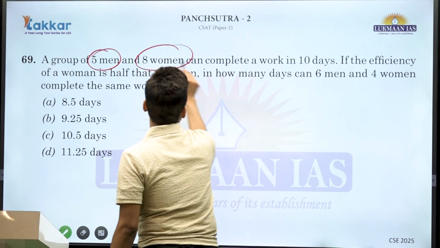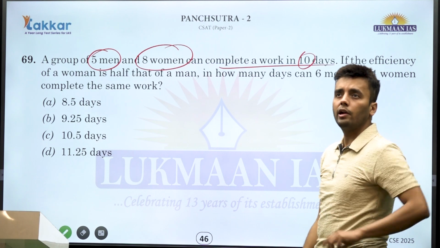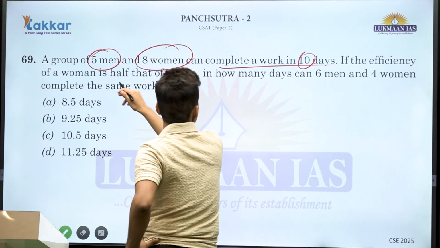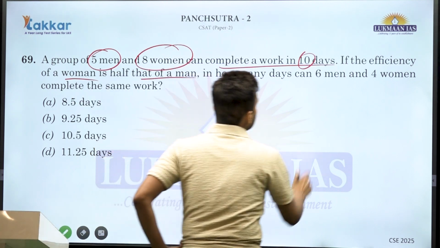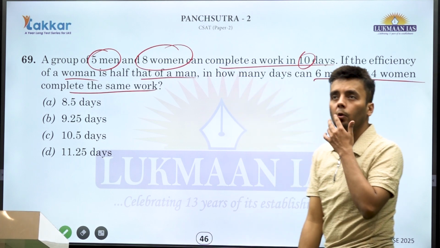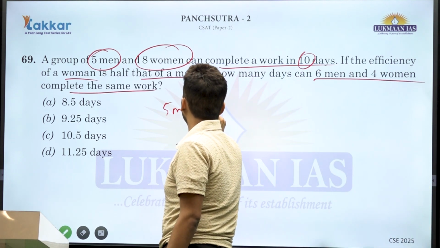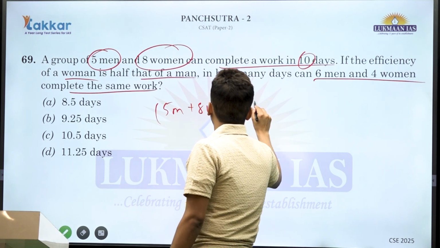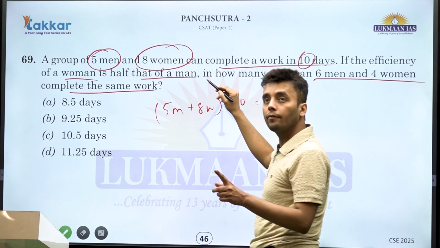5 men and 8 women can complete a work in 10 days. So there are 5 men and 8 women, they can complete a work in 10 days. If women are half as efficient as the men, in how many days can 6 men and 4 women complete the same work? So what can we do in this question? There are 5 men plus 8 women. They are working for 10 days. Now in the question it is given that women are half as efficient as men.